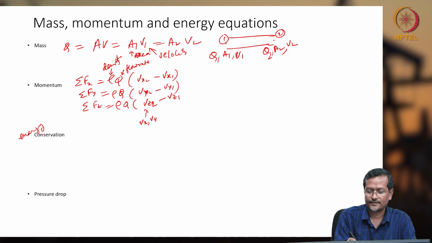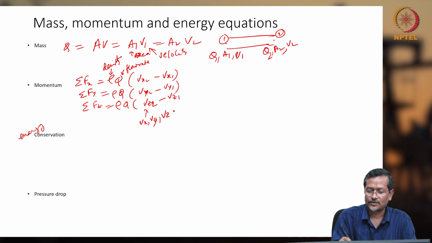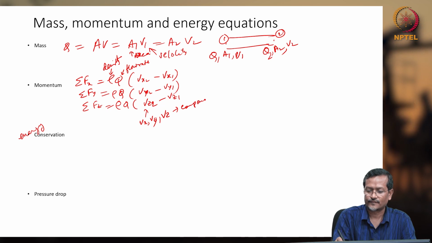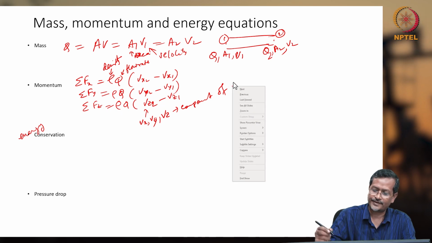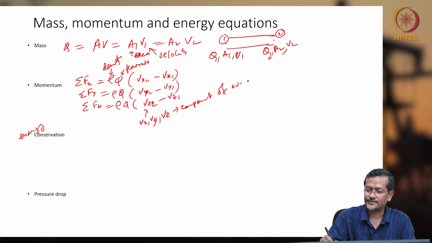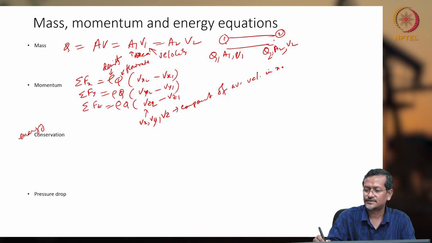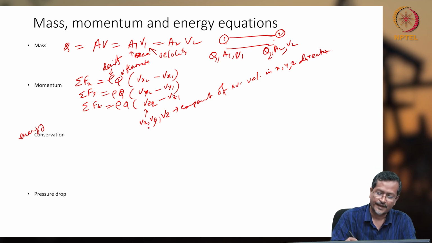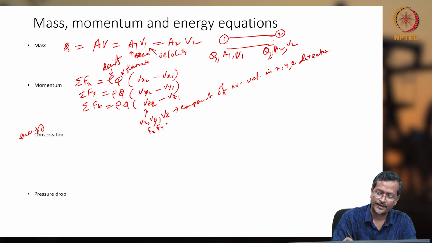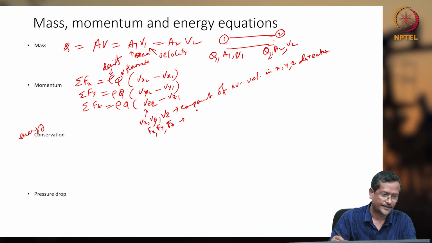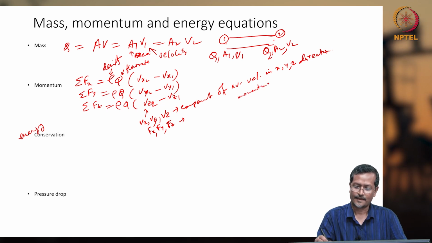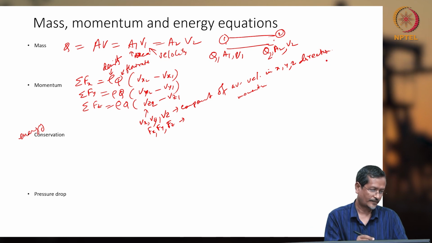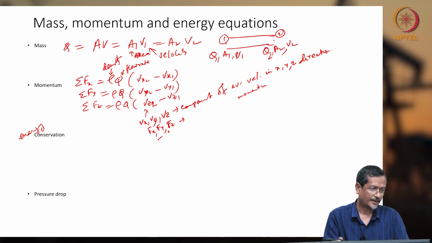Vx, Vy, Vz are the components of average velocity in the x, y, z direction. And Fx, Fy, Fz are the components of force in the x, y, z direction. Okay, conservation of energy.